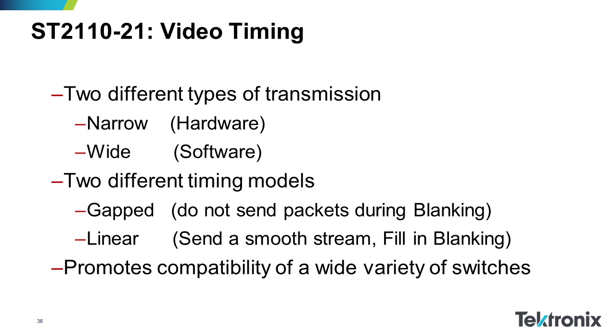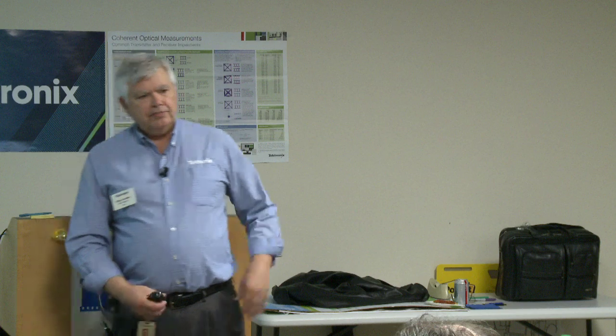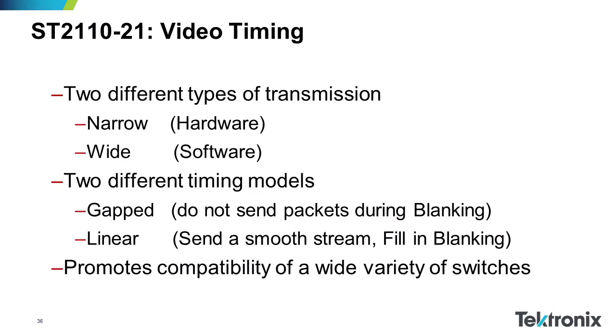Then we've got two different timing models, gapped and linear. Gapped means we are going to send the data basically as it was constructed. You hit the end of the raster, you don't send blanking, so you don't send packets until you hit the top of the raster again. So you end up with a gap from the very last packet to when you send the next packet at the very beginning at the top of the raster. So you send data for a whole raster, you stop, wait until you get back up, time-wise, to the top of that raster, and you start sending data again.